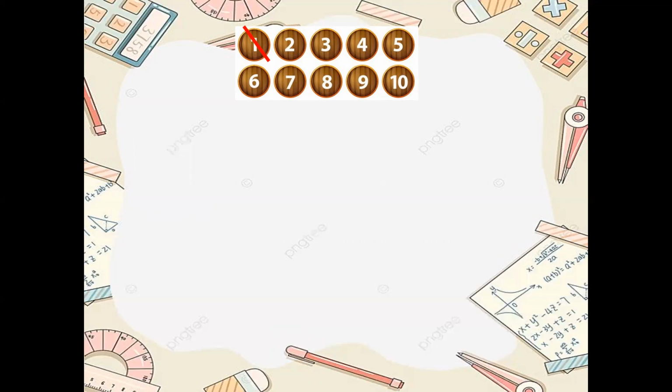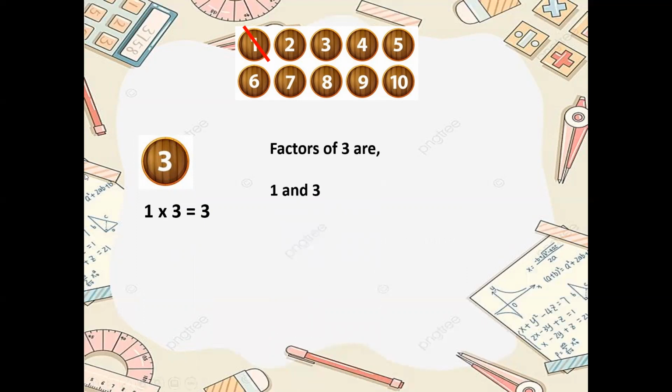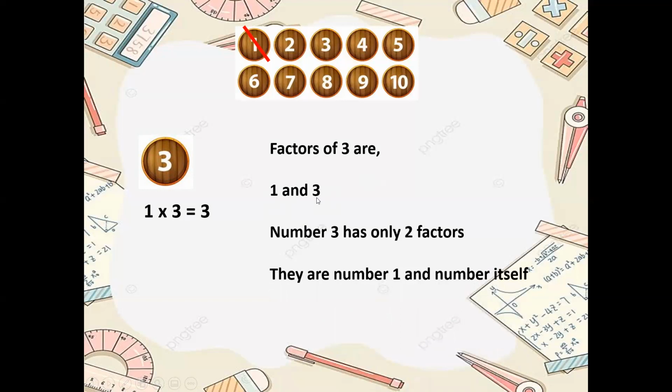Then we'll check number 3. You can write number 3 as a product of two numbers, 1 times 3. That is the only product that we can write to get number 3. Therefore, factors of number 3 are number 1 and 3. Number 3 has only two factors, that is number 1 and number itself, 3. Therefore, we can say number 3 is a prime number.